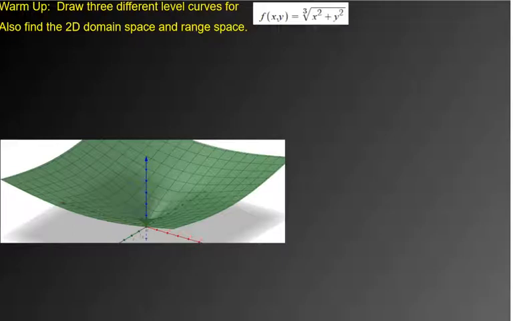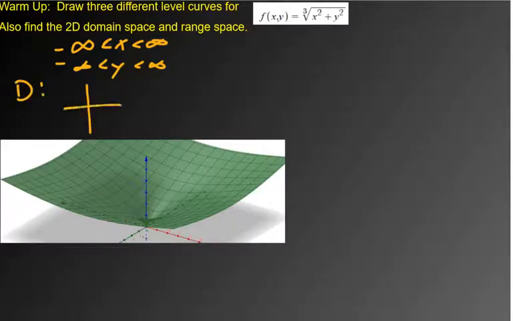So for domain, this is a cube root. Right, so there are no issues here. Basically, every x value and y value is fine. And so the domain is literally just all of R2. Just shade R2 or something, or just say R2.